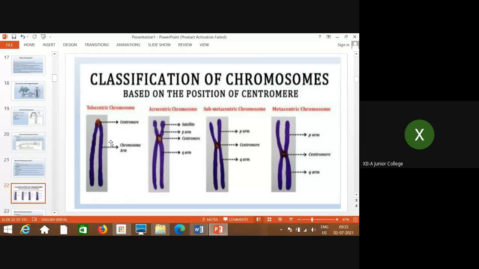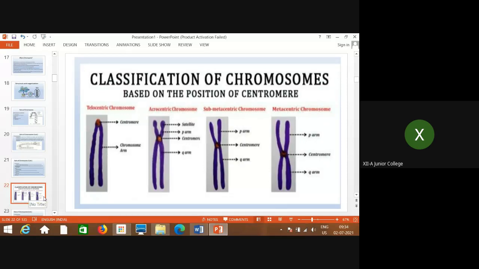And the last one, that is telocentric, where there is no short arm, but the centromere is present at the end of the chromosome. So you can see only one arm, the longer one. There is no short arm as such seen here. So at the terminal end it is present. So this is called the telocentric chromosome.